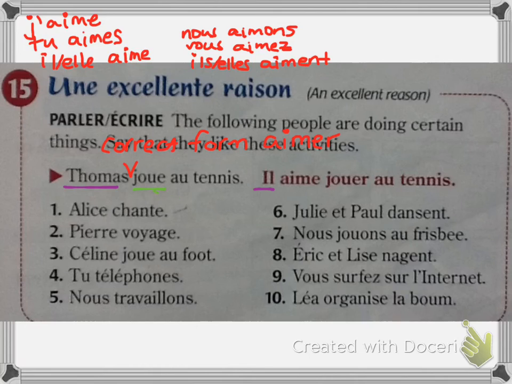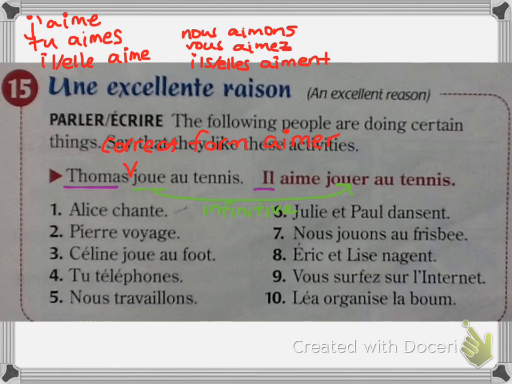Notice that joue becomes its infinitive form, right? So it changes to its infinitive because it's become the second verb in the sentence. And then the rest of the sentence is still there. So we have il aime jouer au tennis. So number one, Alice chante would become Alice aime chanter. So go ahead and try these. Numéro 2, Pierre voyage. Il aime voyager.